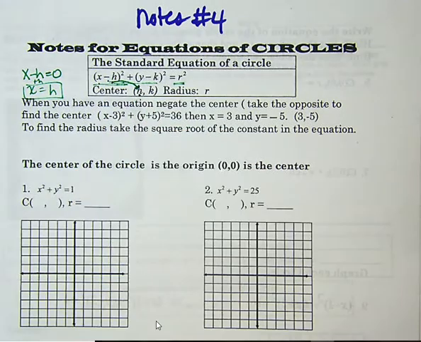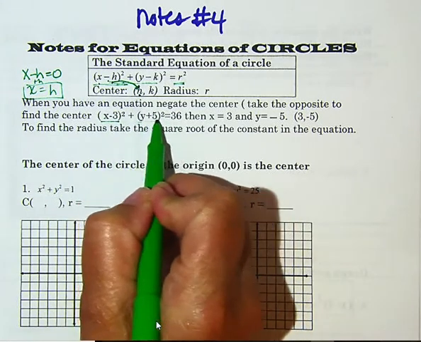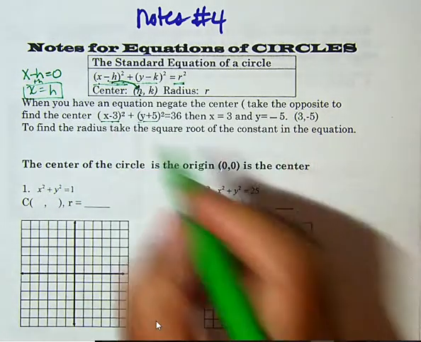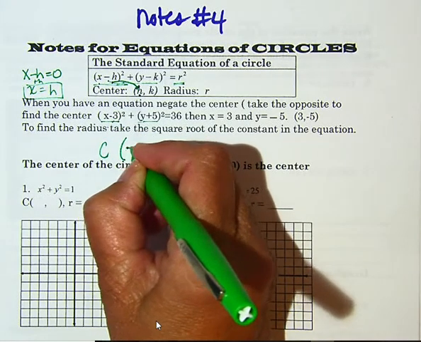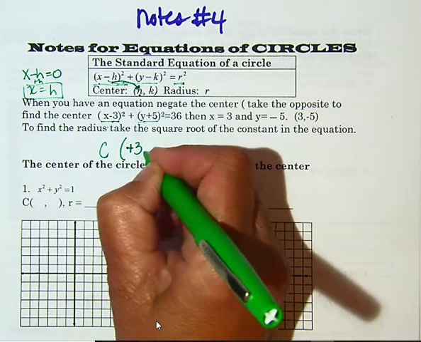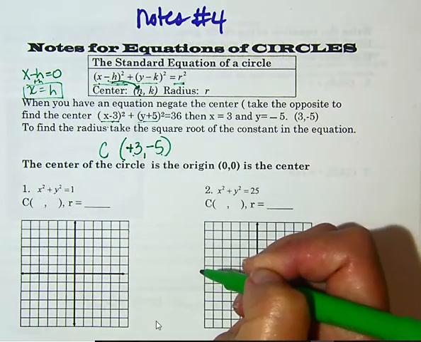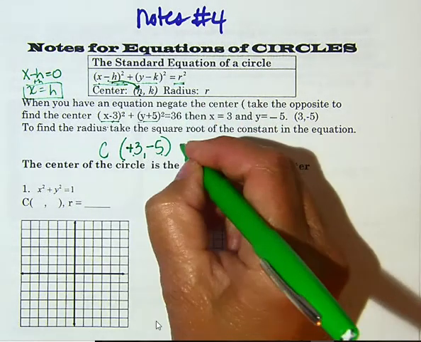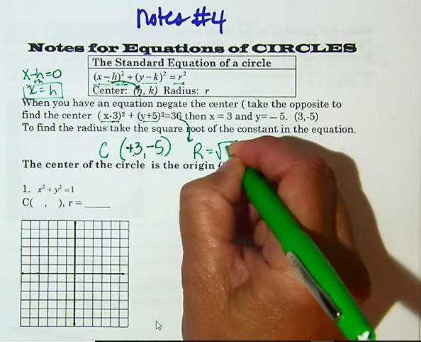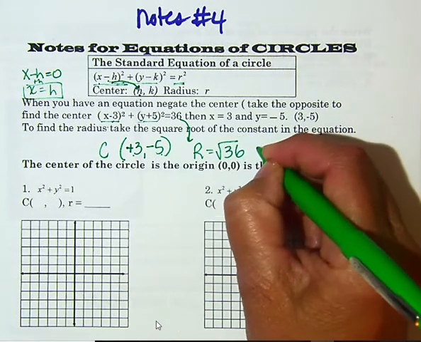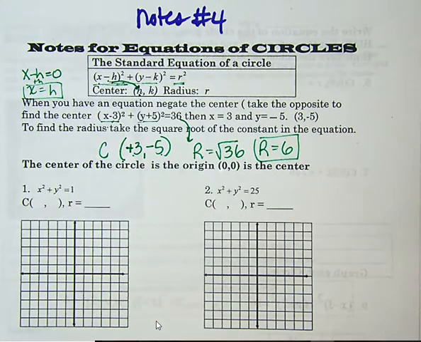So we're going to practice a couple of those. Here's an equation that's x minus 3 and y plus 5. When I pull this out, my center is going to be positive 3 and negative 5, because my x and y are always in alphabetical order. Then when I pull this 36 out, my radius is going to be the square root of 36. So my r is 6. And then I could graph that on a graph.